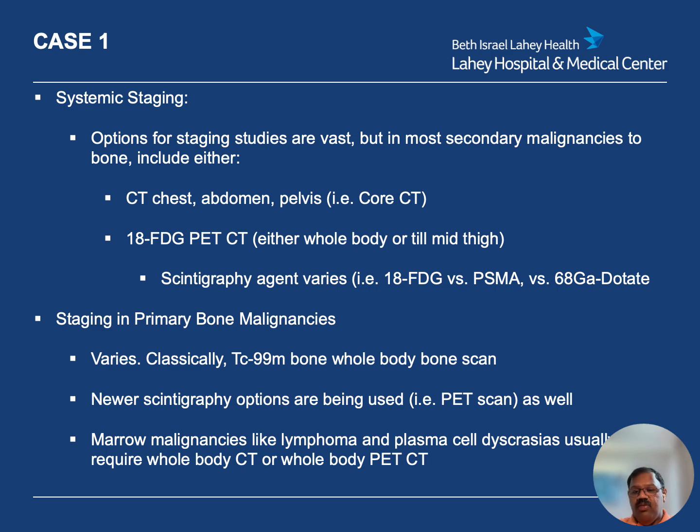As I mentioned, for primary bone malignancies, the staging also involves skeletal staging, and that's usually by way of a technetium-99m bone scan to look for a polyostotic process. But nuclear scintigraphy techniques are also being increasingly used, like the PET scan, depending on the type of histology that we're contending with. For primary bone marrow malignancies like lymphoma and plasma cell dyscrasia, you still need a whole body CT or a whole body PET CT for staging because a lot of these lesions do present with acral lesions, meaning distal to the elbows or distal to the knees, and that becomes important in terms of global characterization and staging for those specific conditions.